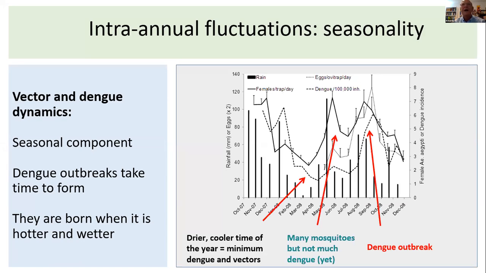So in terms of intra-annual fluctuations, we know that dengue is seasonal, and so are the mosquito populations. So we need to understand this cycle and try to implement preemptive vector control measures because epidemics take several months to mount. But we don't see that. We don't see when the epidemics are brewing.